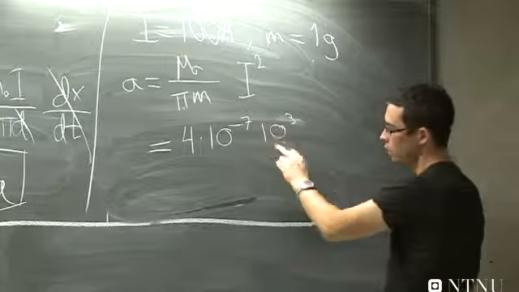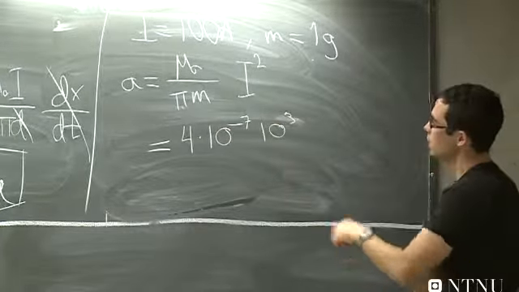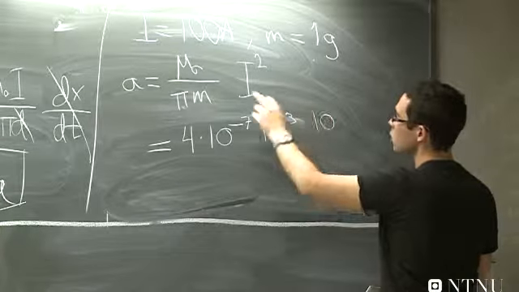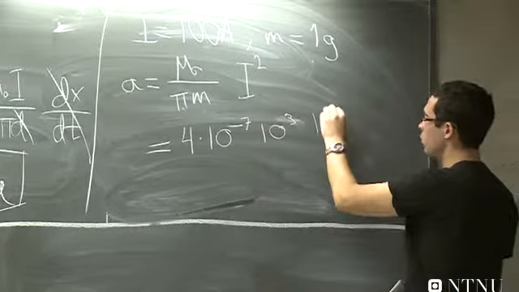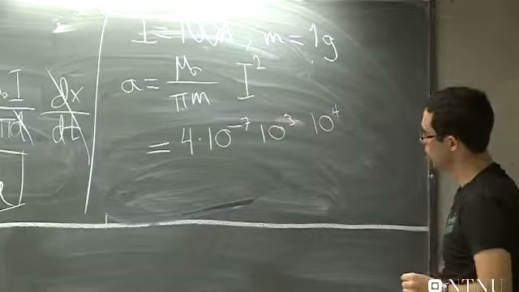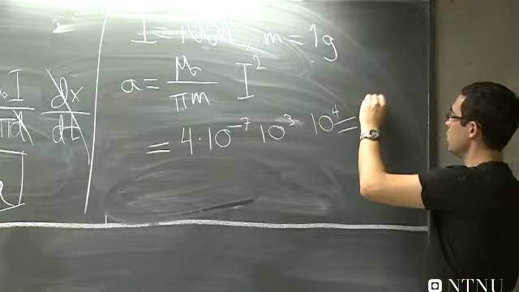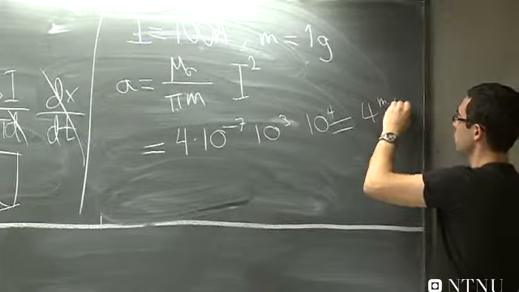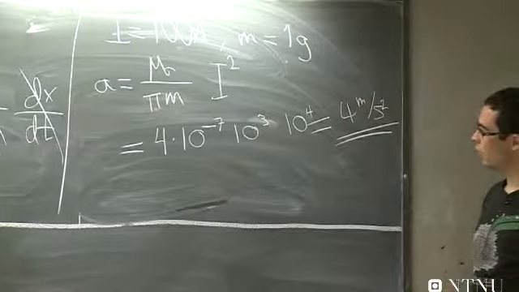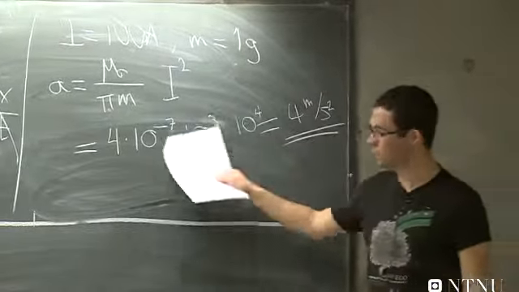So it's 10 to the 3 when I get it, put it on top again. And then there's 10 to the power of 2 squared, so that's 4. So a rough estimate says 4 meters per second squared. If I did this correctly, it should be 4.7, yeah, okay.